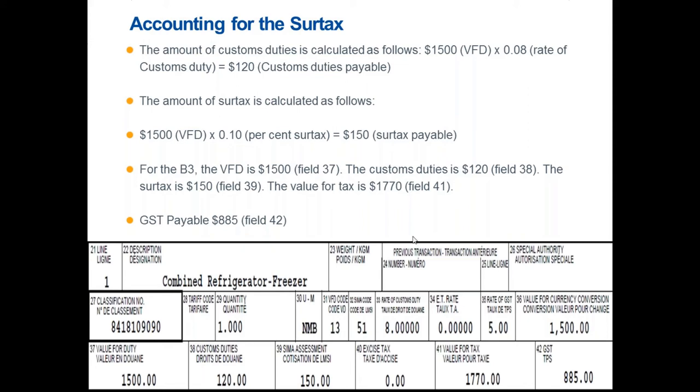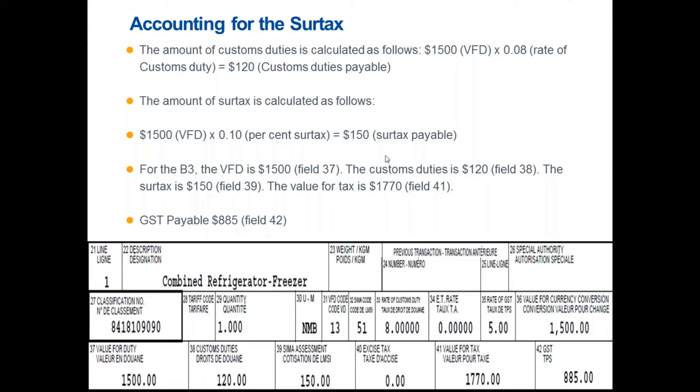This is just an excerpt of a customs entry. I just use the example of the refrigerator freezer. It falls under this classification number of 8418 109090. So that's the number we use as the tariff classification number for CBSA purposes. We have other bits and pieces of information that are required.